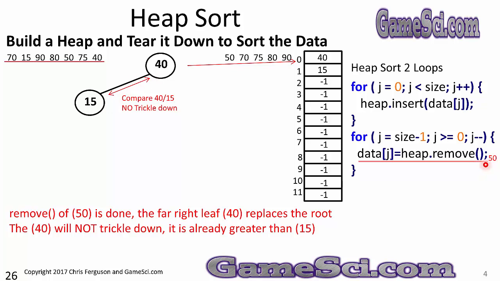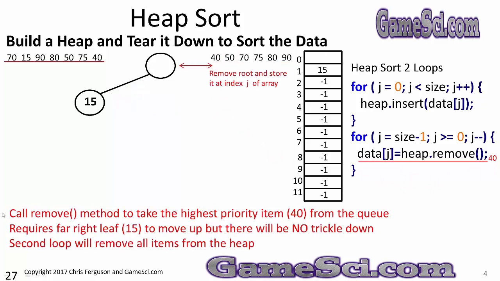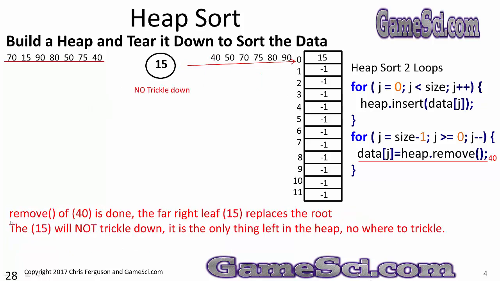The remove of 50 is complete and will assign 50 to data sub j. There's the 50 at data sub j. Remove the root 40 and store it at index j of the array. So 40 comes out of the heap and is going to be replaced by 15. The remove of 40 is done. The far right leaf 15 replaces the root. The 15 will not trickle down.